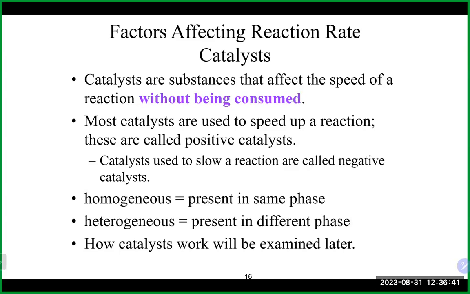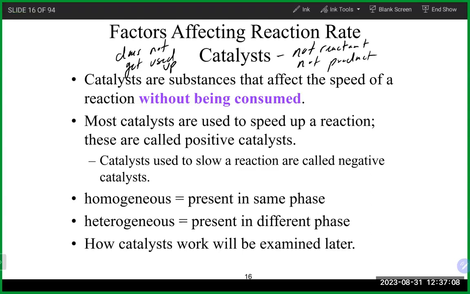Now, catalysts are things that are also sometimes used to help with reaction rates. A catalyst is not a reactant. It's not a product. It does not get used up in the reaction. It is there really just to facilitate the reaction, in a lot of cases occurring faster. There are some catalysts that will slow down a reaction, but most of the time when people talk about catalysts, they're talking about it in terms of it increasing the rate of a reaction.